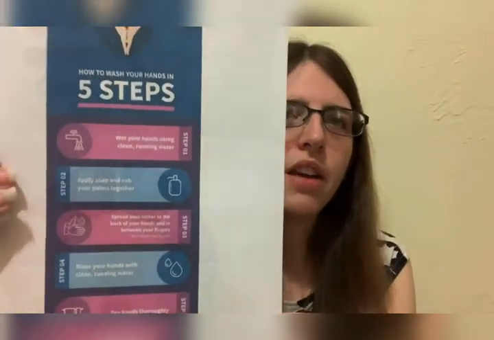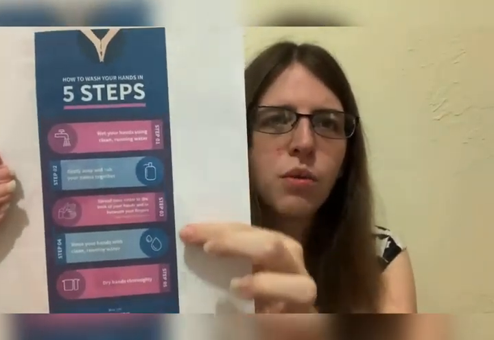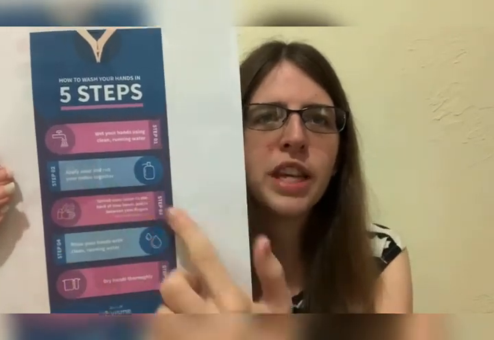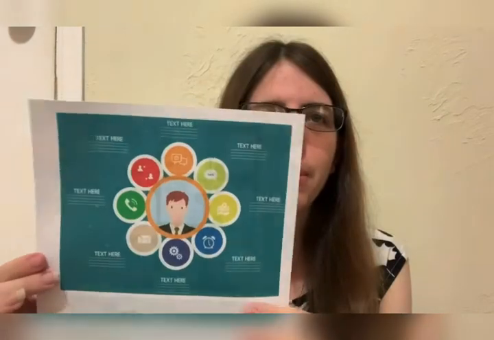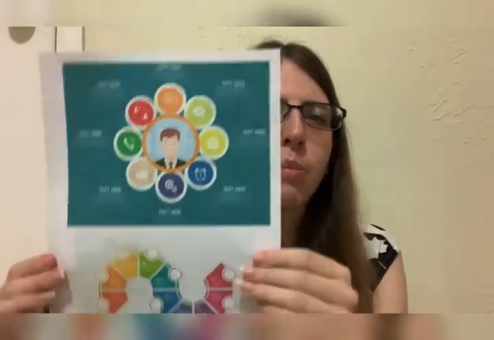Here's a simple one, very easy to follow. 5 steps of something, step 1, 2, 3, 4, 5. A little picture with each one to go with it. Here's another couple of examples. Here we have a person and then different pictures to go with ideas about that person, and then you would write something describing that person and what each picture represents.